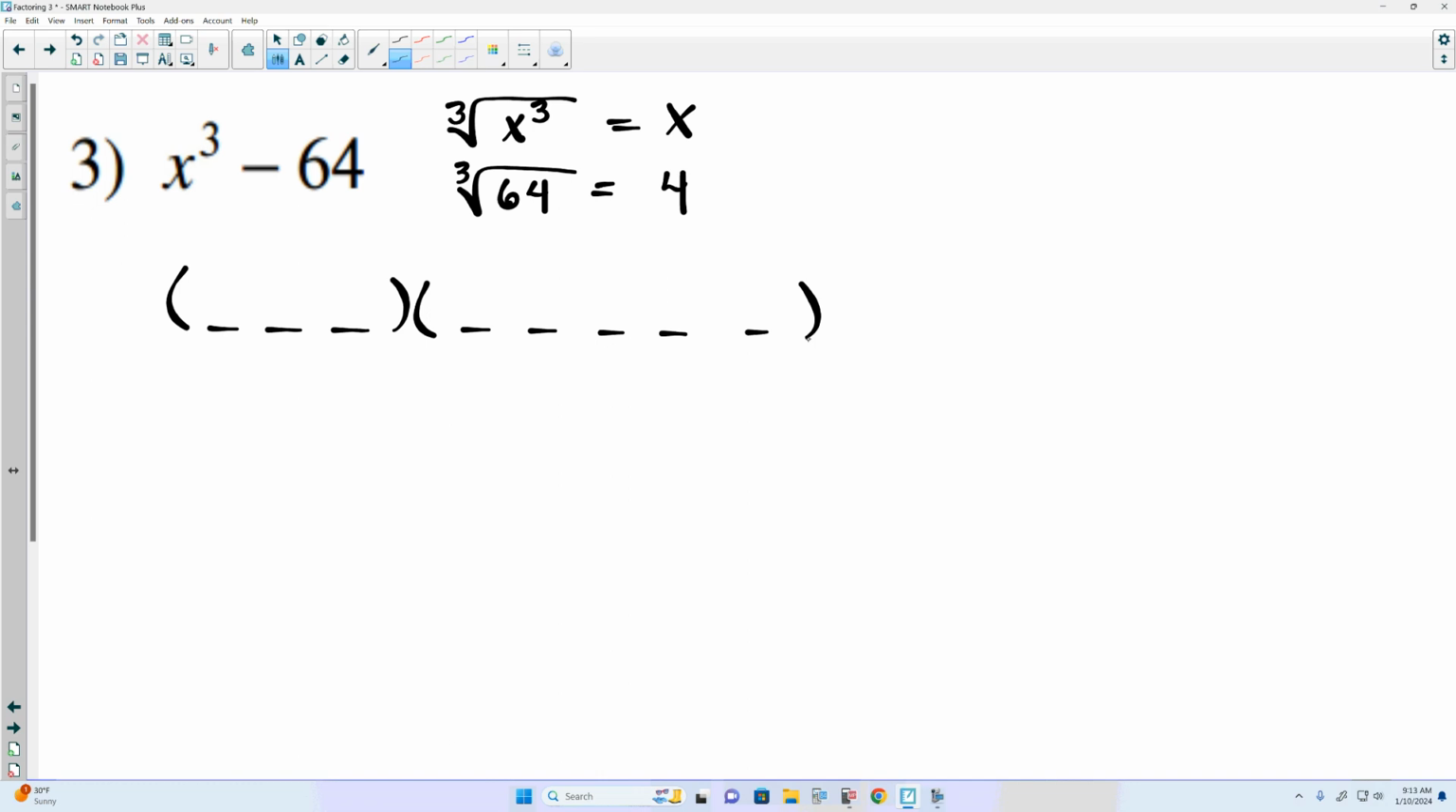Our signs are the same. Opposite always end on a positive note. So since we're talking about a difference, the same would mean we start off with minus. Opposite would be plus. Always end on a positive note. So plus. So for this one here, we have minus, plus, plus.